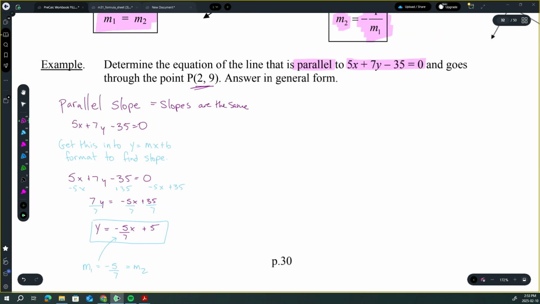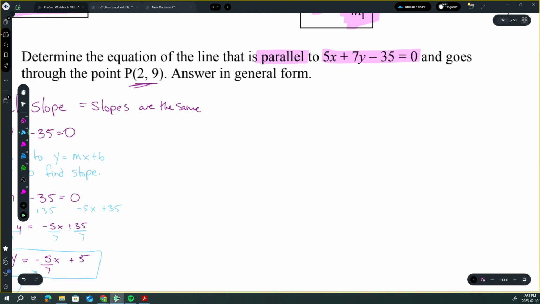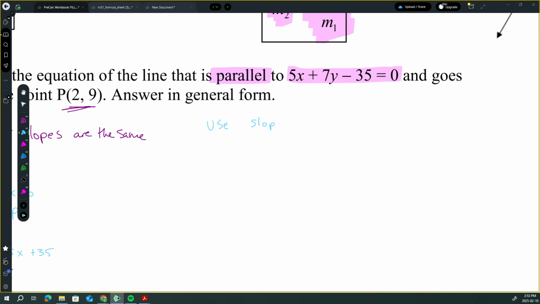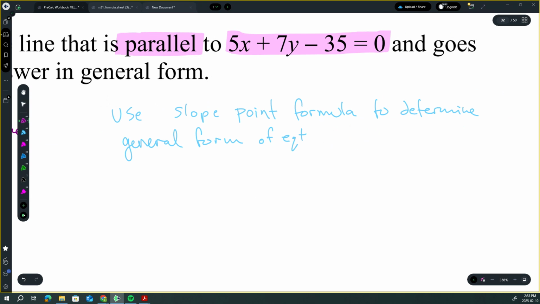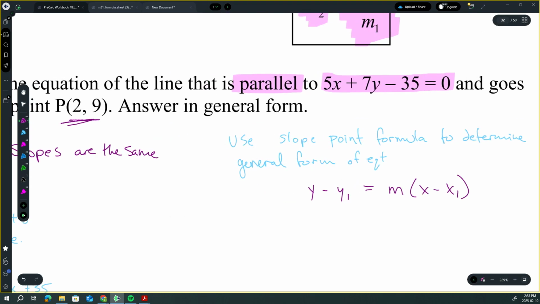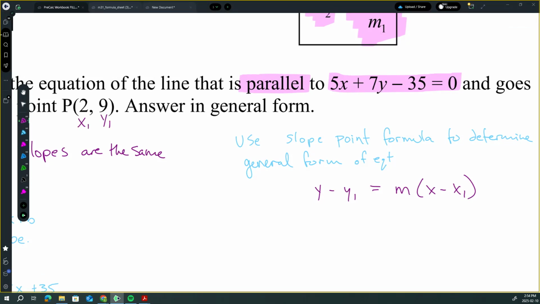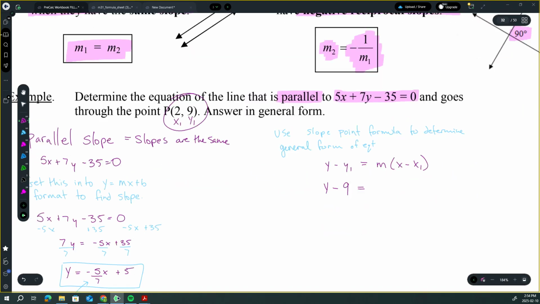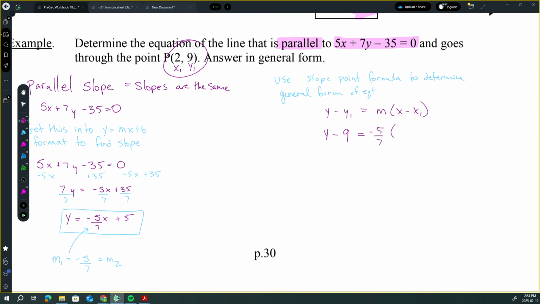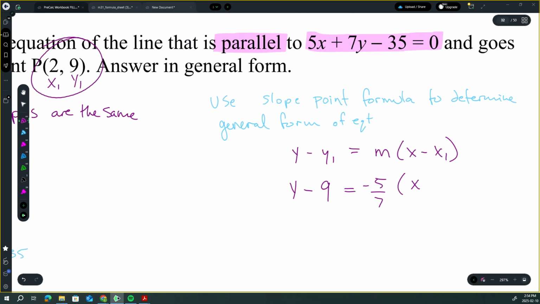So now that we have slope and we're given a point, we're going to use slope point form. So use slope point formula, I should have said, to determine the general form of equation. So EQT is my shorthand for equation. So the formula for slope point form, I'm going to start off by writing that. I'm going to label the x and y coordinate here, so x1, y1. So y minus 9, because I'm getting it from these coordinates here, is equal to, we found our slope was negative 5 over 7, and then x minus 2.